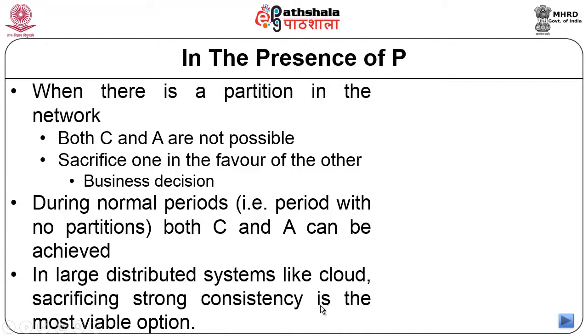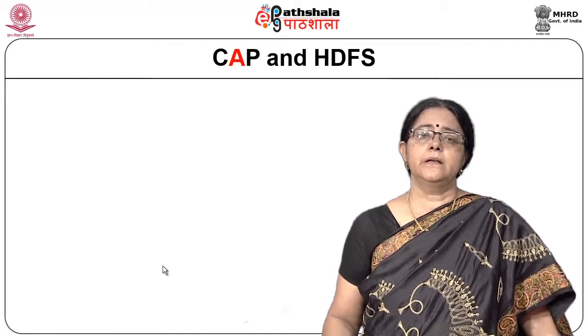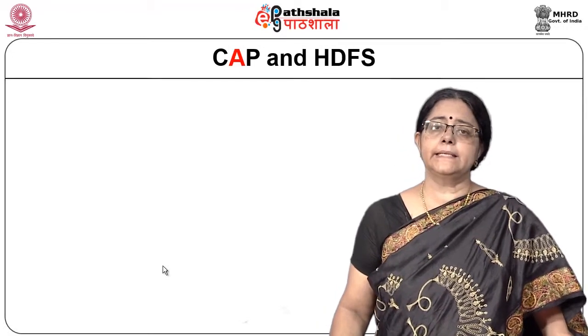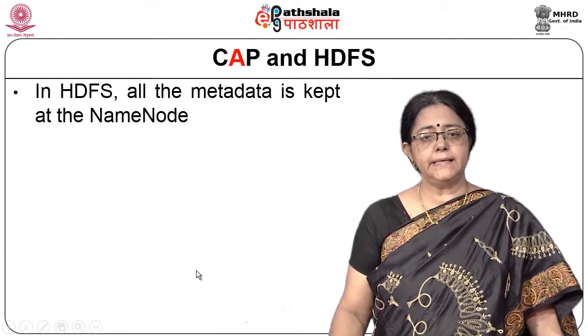So, in large distributed systems like the cloud, what should we choose? Should we choose AP or should we choose CP? Again, it will depend on the application, but generally speaking, on average, we sacrifice consistency and we get availability and partition tolerance, which are the AP systems. What about HDFS? We have seen HDFS, the Hadoop Distributed File System, in the last module. What does HDFS follow? Let us take the first property, availability.